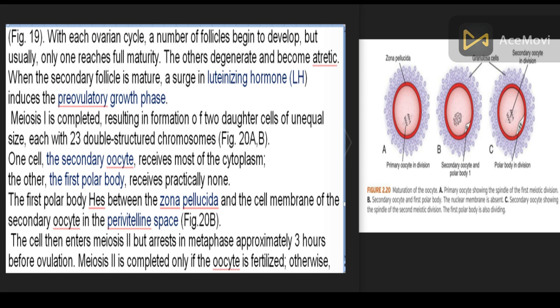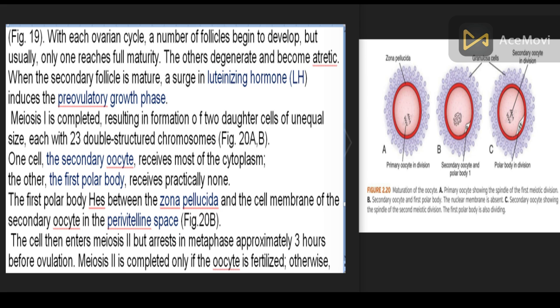When the secondary follicle is mature, a surge in luteinizing hormone, LH, induces the preovulatory growth phase. Meiosis I is completed, resulting in formation of two daughter cells of unequal size, each with 23 double-structured chromosomes, Fig 20 A,B. One cell, the secondary oocyte, receives most of the cytoplasm, the other, the first polar body, receives practically none.